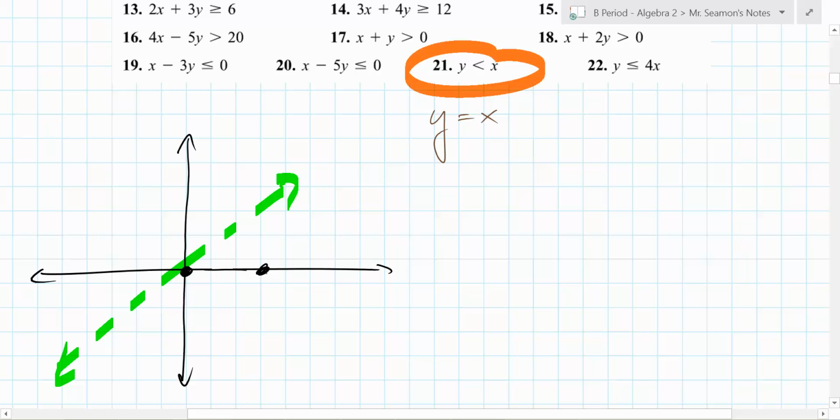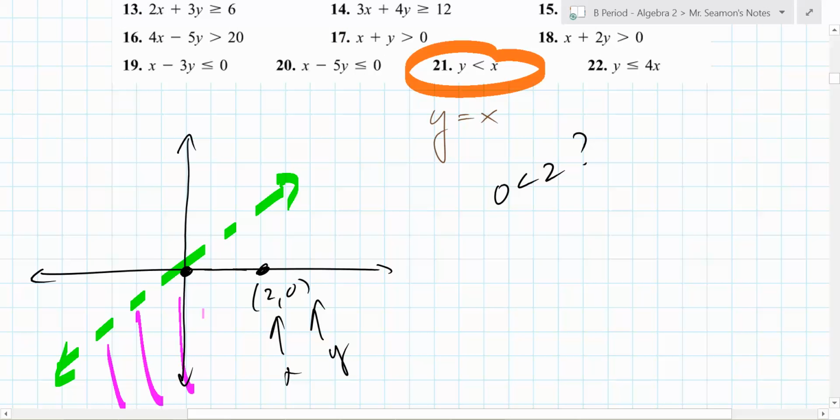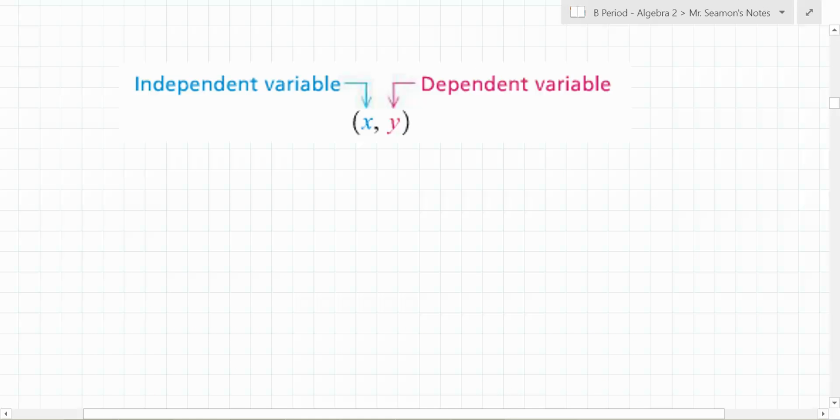How about this point right here? You could use like 1.2, but make it easier than that. Ready? 2, 0. Is that definitely not on the line? Definitely. So plug in 2, 0 here. The 2 is the x value, and the 0 is the y value. So is 0 less than 2? Yeah. So what side do I shade? You shade the bottom part, exactly. Shade lightly so I can read all the rest. Done. That's it.